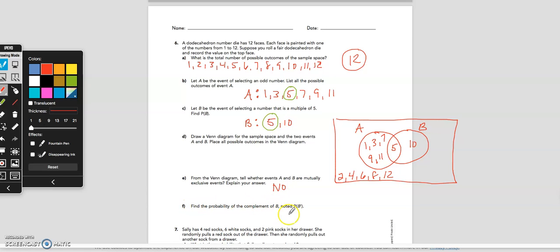Find the probability of the complement of B. Well, the complement of B means what's the probability that B won't happen? So as you can see here, this is B. These are all the favorable outcomes for B. There's 2 numbers there. So if there's 2 numbers there, that means, again, there's 12 numbers altogether. That means there's 10 numbers that are favorable to B not happening. And again, there's a total of 12 numbers, so our answer is 10/12, which is just 5/6. All right?